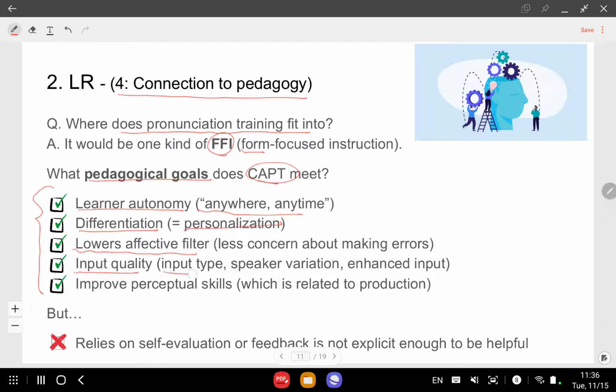So there could be various input types. There could be speaker variation, and the input can be enhanced and so forth. And CAPT can actually improve perceptual skill because of these good inputs, and this in turn would be related to improvement in production. However, many times CAPT relies on self-evaluation, and even when there is feedback, it is not explicit enough to be helpful.